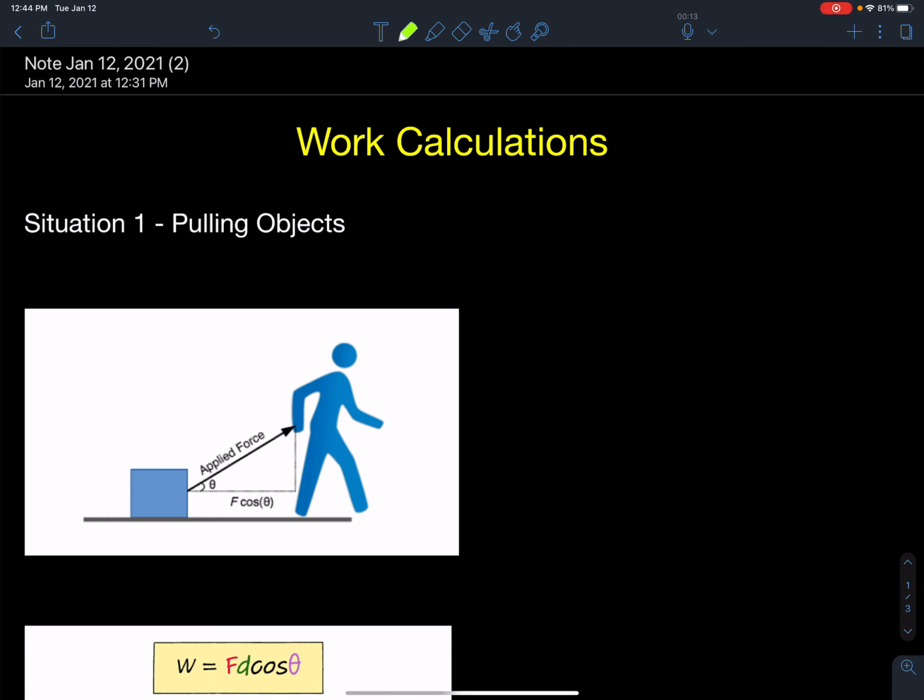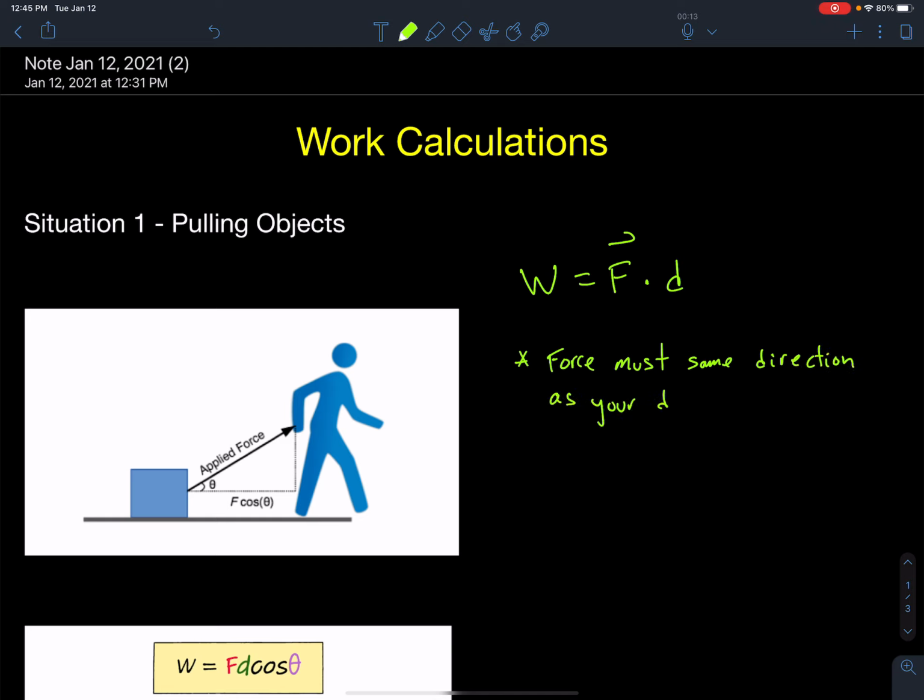Well, you got to remember that everything is a vector when it comes to forces. So work, as you guys told me, is equal to force times the distance or the displacement that I move an object. And what needs to happen is that force has to be in the same direction as your displacement. Okay, so that is a very important thing for you guys to know when you're looking at this situation.